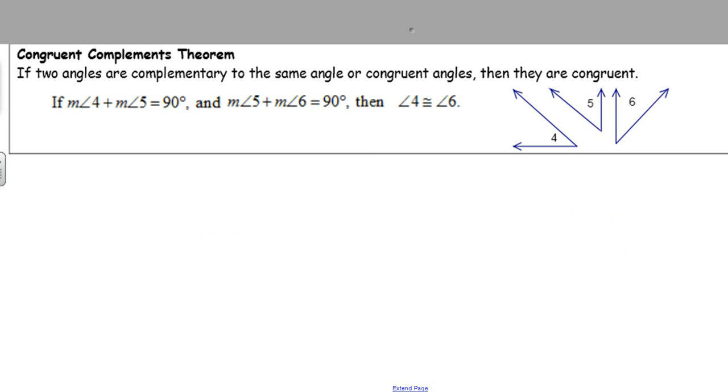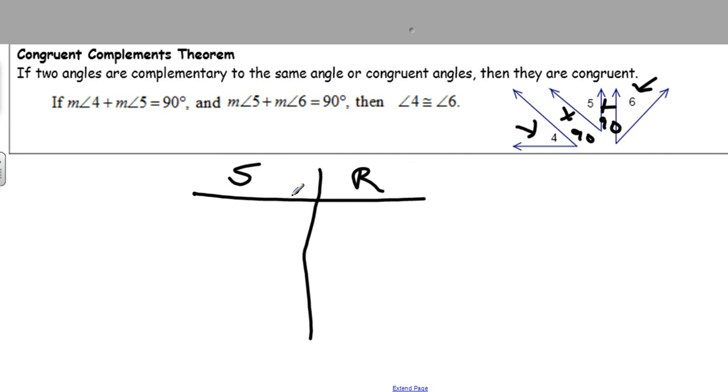Okay, so here's the congruent complements theorem. If you have two angles that are complementary to the same angle, or congruent angles, then they are congruent. So it says angle 4 and 5 are 90, so these two together are 90 degrees. And 5 and 6 are 90, so these two together are 90 degrees. Then we can say that angle 4 is congruent to angle 6. And the reason would be your congruent complements theorem. So the same thing as the last one. We'll have your statements and your reasons. The way that you'll see it is you'll have a pair of angles that are 90 degrees and another pair of angles that are 90 degrees in one of your sets of statements.